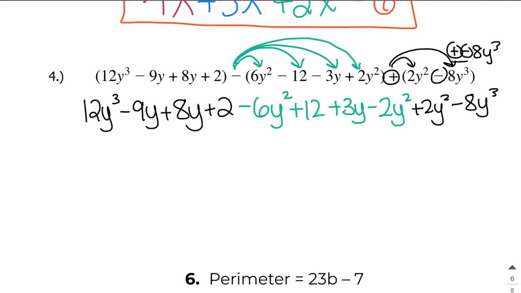Okay, so let's go ahead and look and see, do we have any like terms? So we've got a 12y cubed here, and I have a negative 8y cubed here. So team positive won the 12 points.